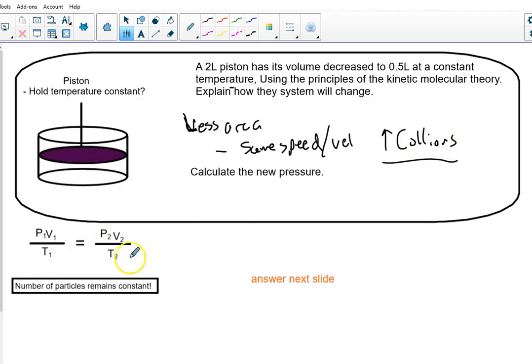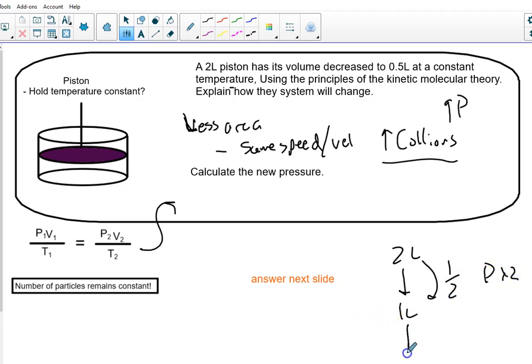Let's calculate it out. So we'd expect an increase in the pressure. And keep in mind, if I cut the volume in half, so 2 liters down to 1 liter, that would cause my pressure to go times 2. And if I cut the volume in half again, to 0.5, the pressure once again goes times 2. So I went 2 down to 0.5, which means my volume decreased by 4 times. So I'd expect my pressure to increase 4 times.